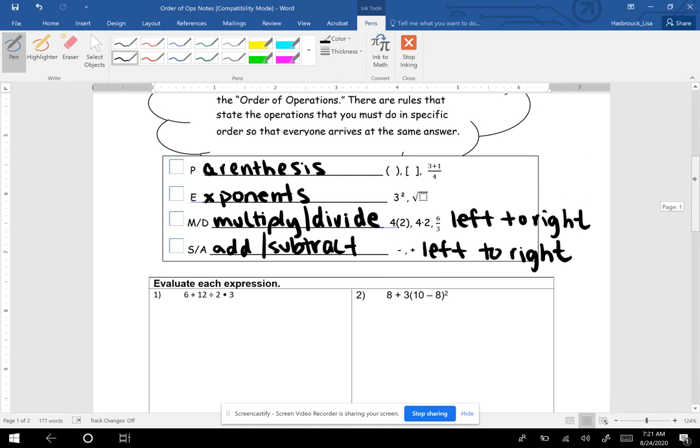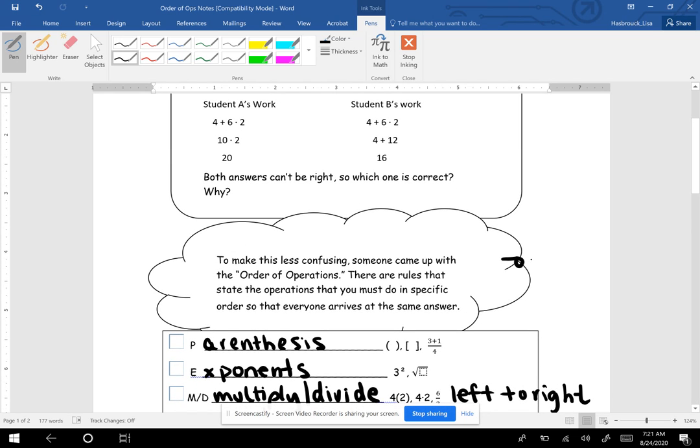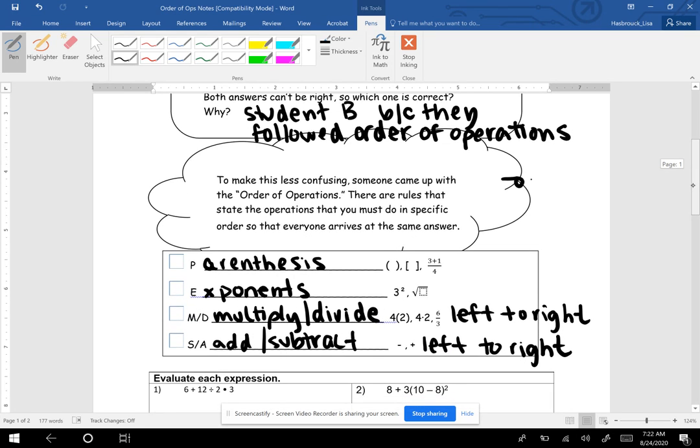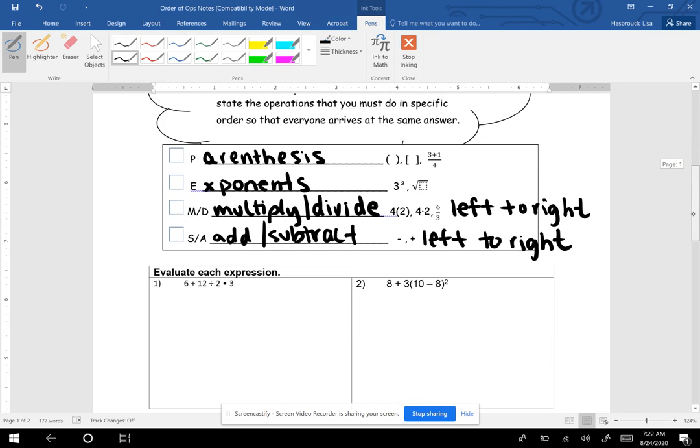So looking back up at these students' work, student A added first. Student B multiplied first. Which one is correct? Well, according to order of operations, we should multiply before we add. So student B, because, B-C stands for because, they followed order of operations. So notice if you don't use the order of operations, you could get several of these problems wrong. So it's important that we follow that.